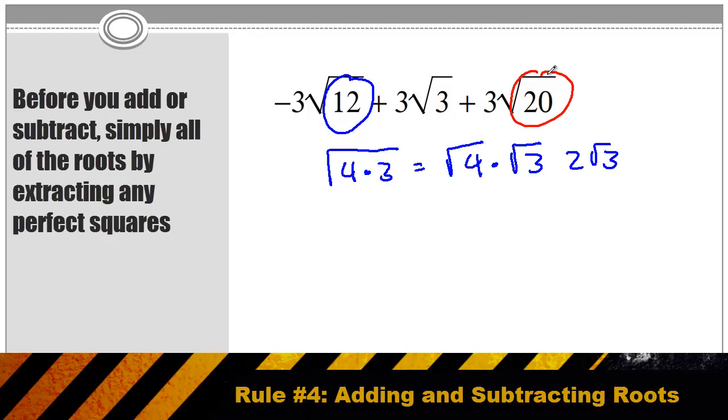On my root 20, I could do something similar. I could rewrite that as the square root of 4 times the square root of 5, which is the same thing as root 4 times root 5, which is the same thing as 2 root 5.